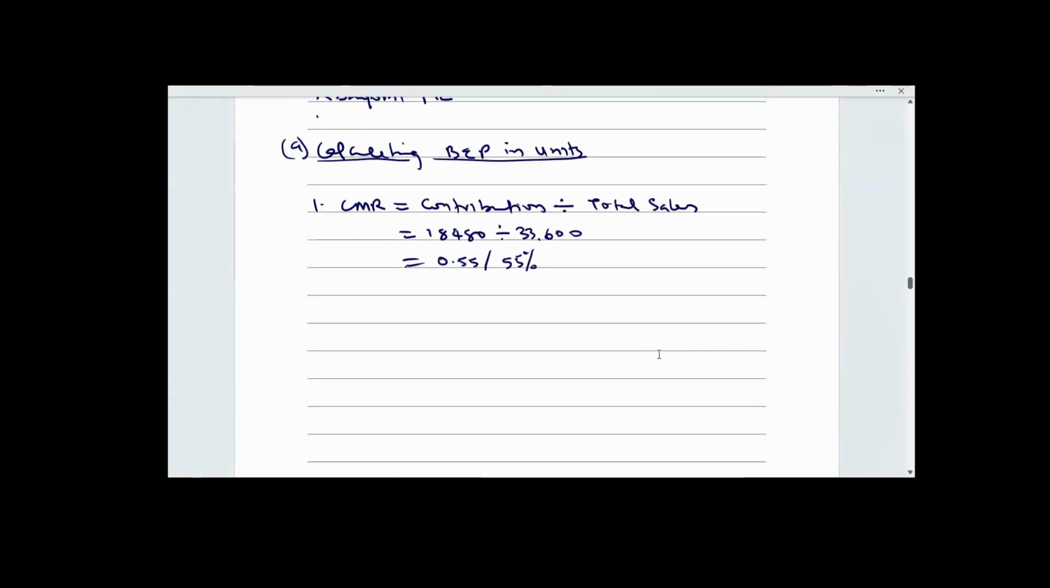Okay. Step 2 says you should calculate the overall break-even point in Naira. So break-even point in Naira for the entire organization would be equal to fixed cost divided by overall contribution margin ratio. So what is the fixed cost for the organization? We have two different fixed costs here. So let's go and do working for that.